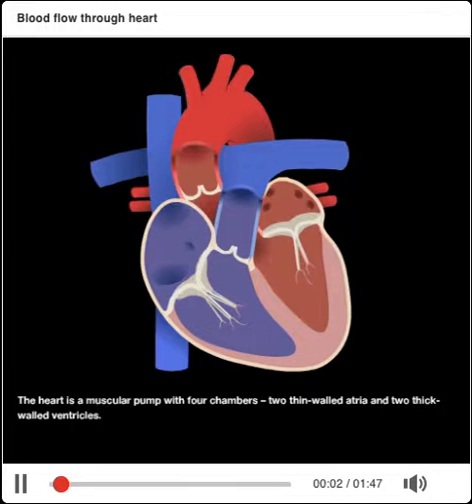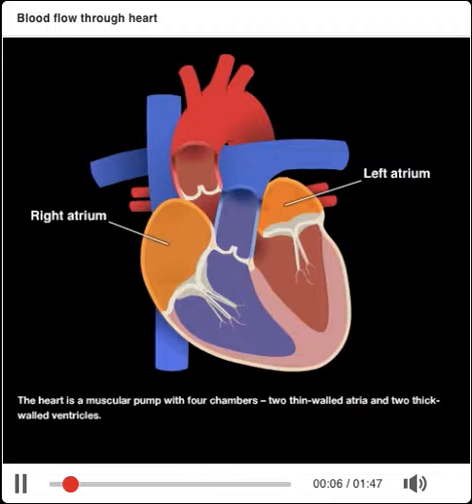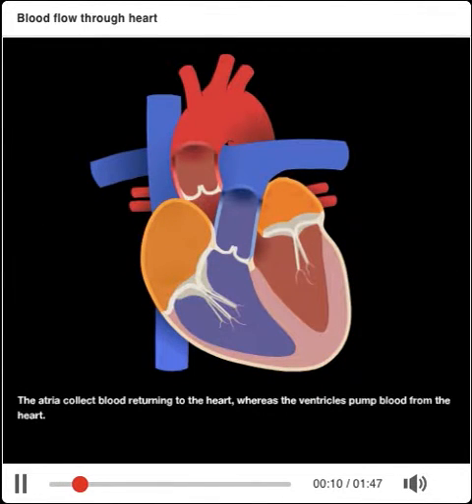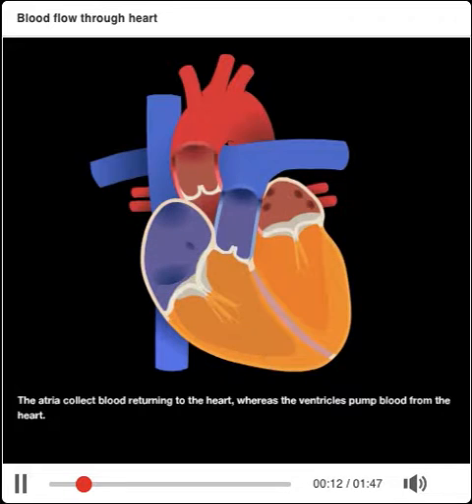The heart is a muscular pump with four chambers, two thin-walled atria and two thick-walled ventricles. The atria collect blood returning to the heart, whereas the ventricles pump blood from the heart.